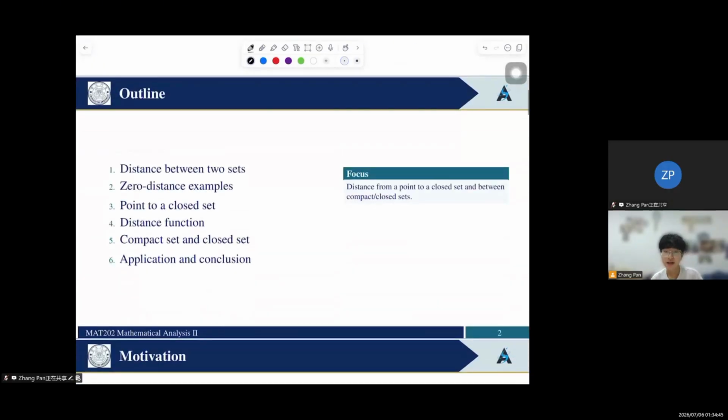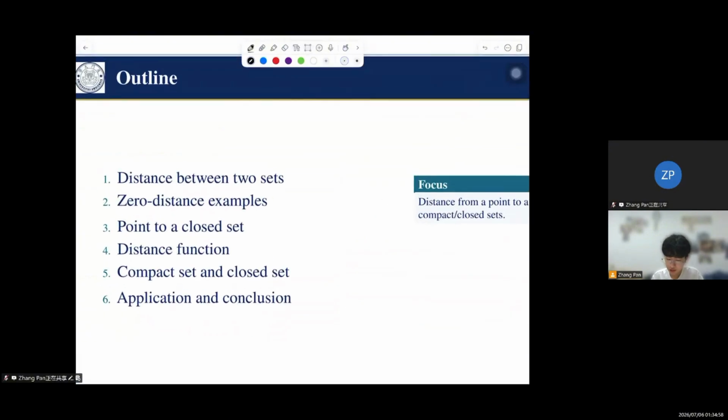Here is the outline of my presentation. It will be organized around one main question. If two sets do not intersect, must their distance be positive? To answer this question, I first introduce the definition of the distance between two sets. Then, I will show two examples to illustrate that two disjoint sets can also have zero distance.